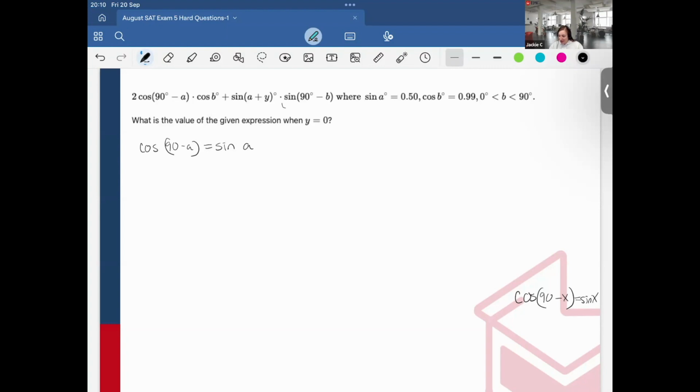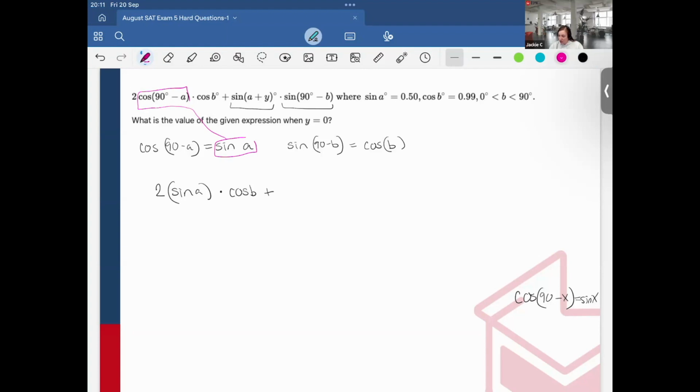Likewise, here, sine of 90 minus b is going to be equivalent to the cosine of b. Okay, so that can help us simplify. Because knowing that, I can say this is just another way to say sine of A. So I would have 2 sine of A times cosine B plus sine of A plus Y.